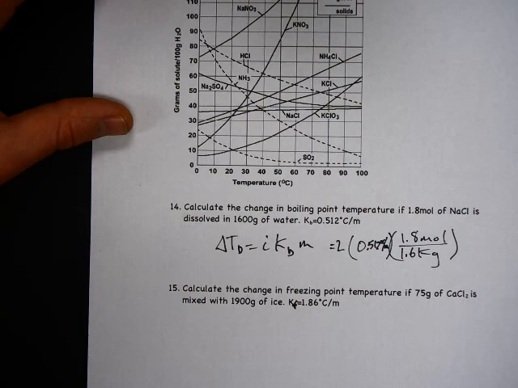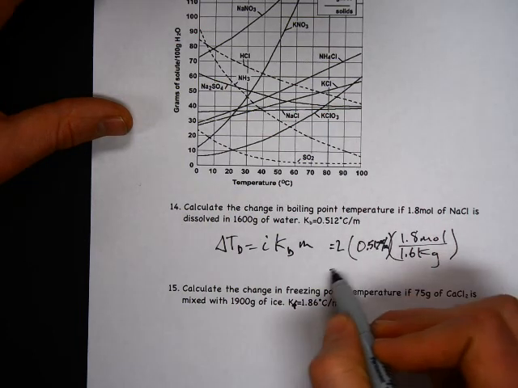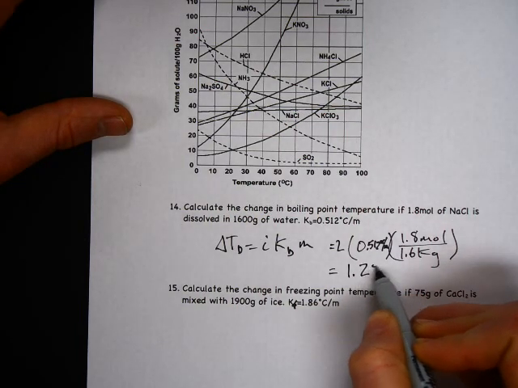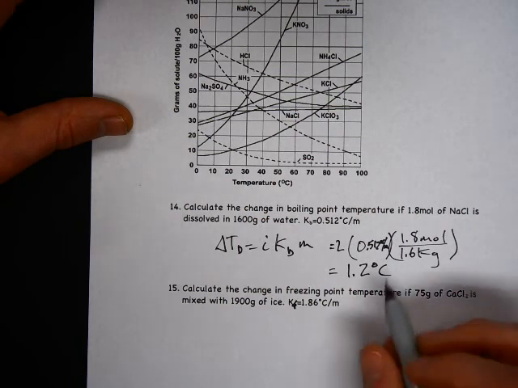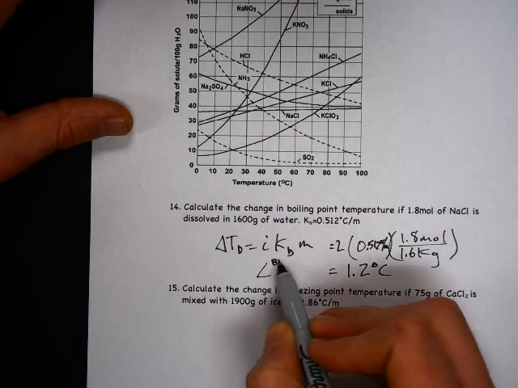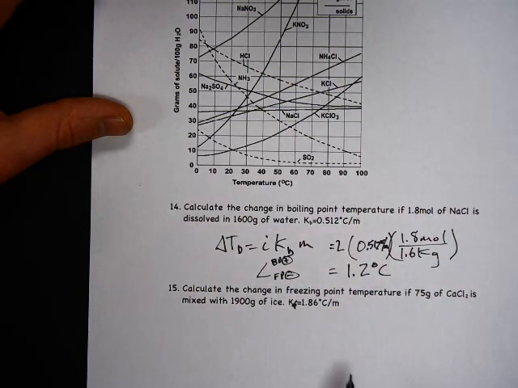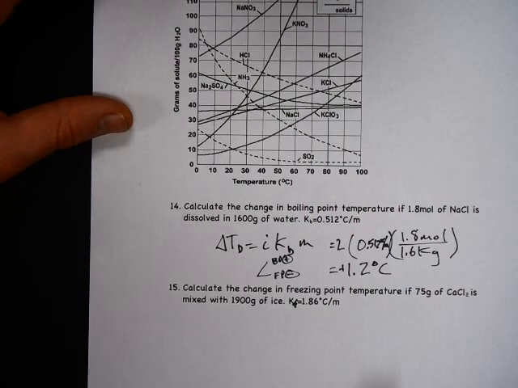And if I calculate that out, 1.8 divided by 1.6 times 0.512 times 2 is equal to a change in temperature of 1.2 degrees Celsius, rounded there. And it's boiling point, so if I remember what we looked at today, boiling point, freezing point. Boiling point gets more positive, freezing point gets more negative. So my value is going to be a positive 1.2. Don't necessarily need that positive there, but I wanted it for emphasis.